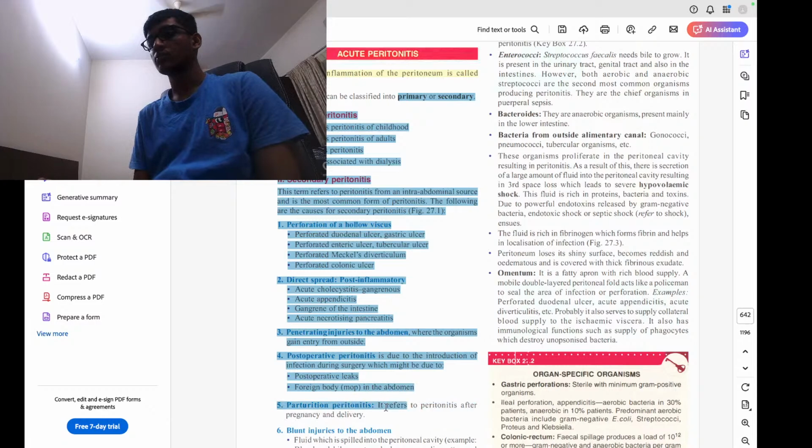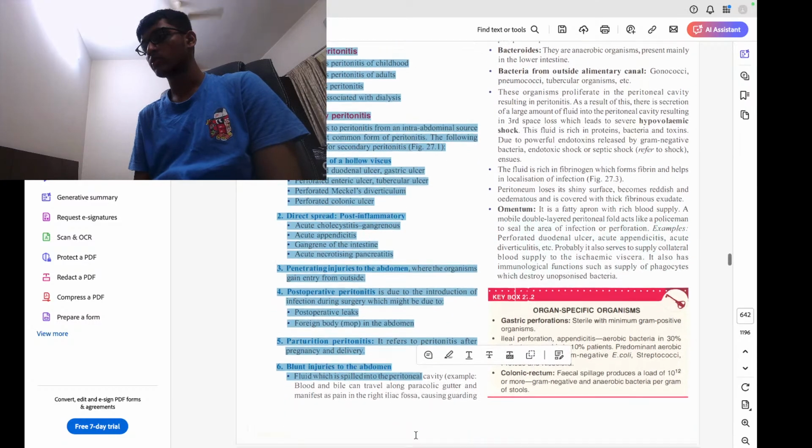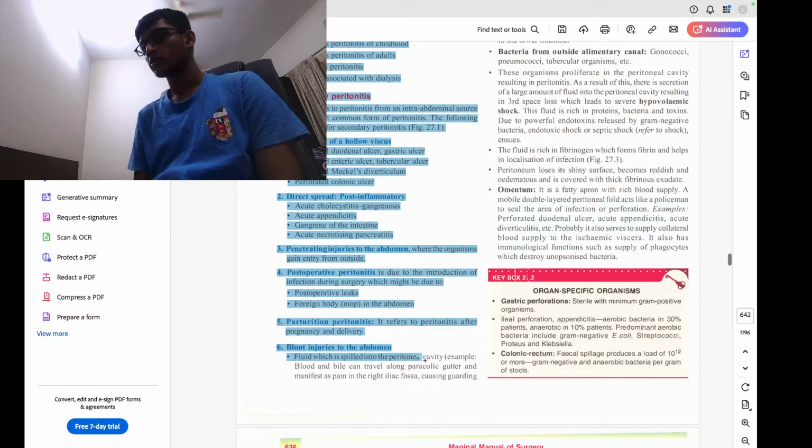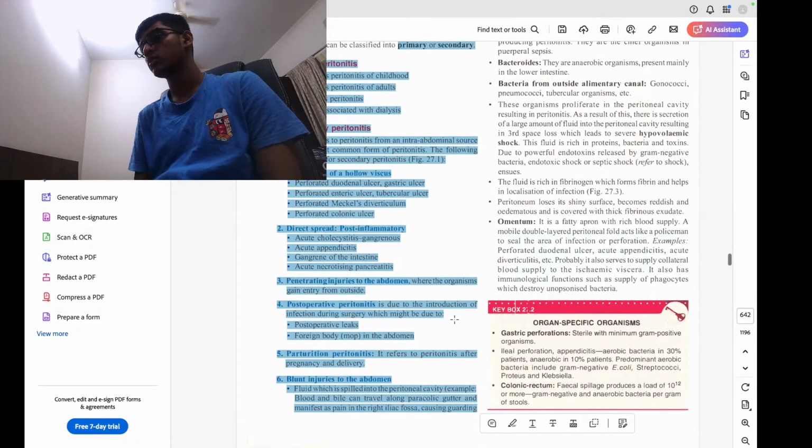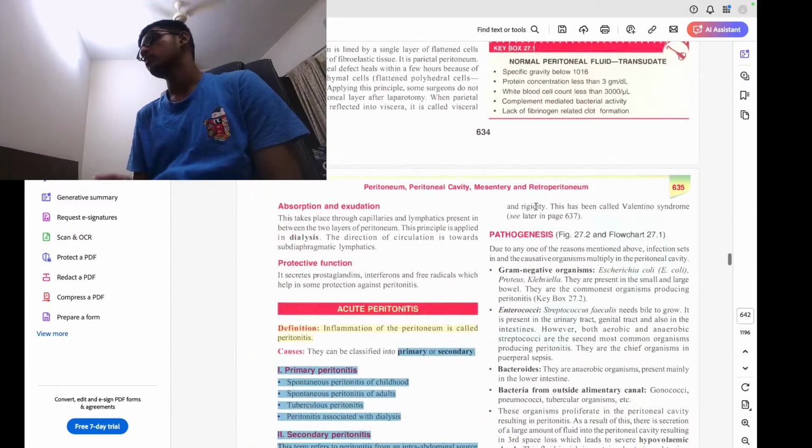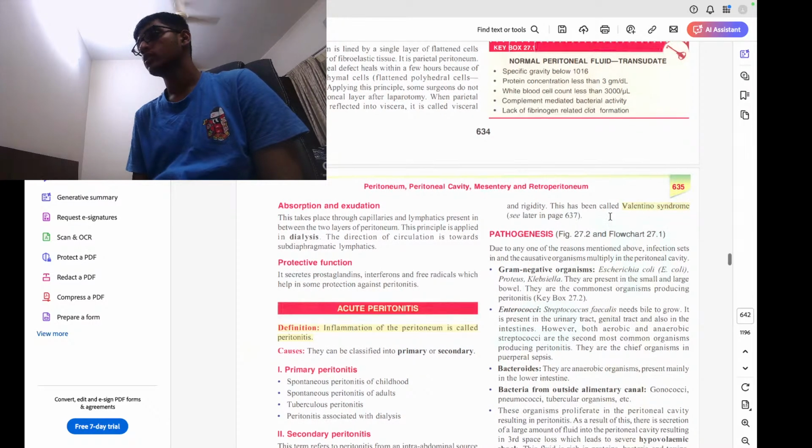Then you have peritonitis after pregnancy and delivery, and blunt injuries to the abdomen, which can spill bile and blood into the peritoneal cavity. For example, bile can travel along the paracolic gutter and manifest as pain in the right iliac fossa, causing guarding and rigidity. This is known as Valentino syndrome.